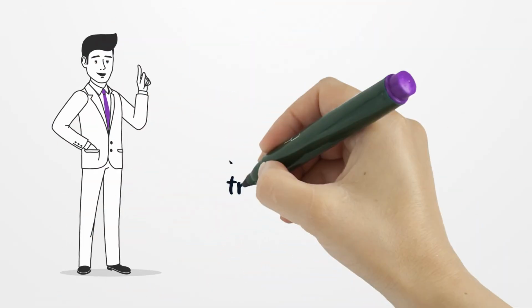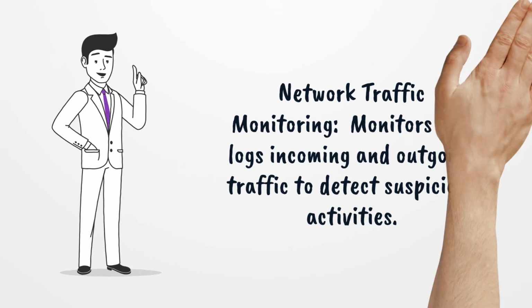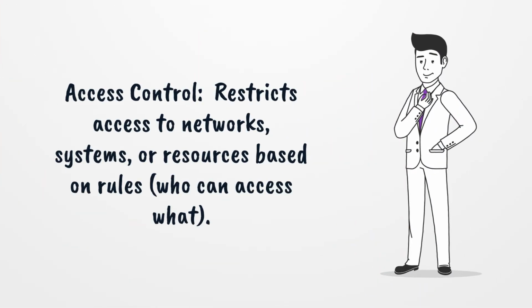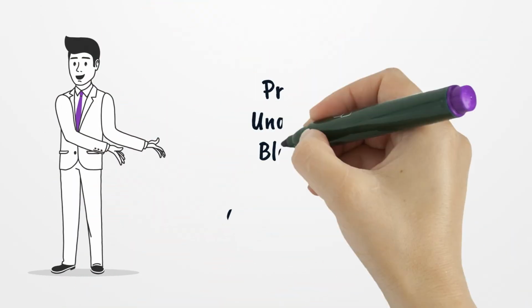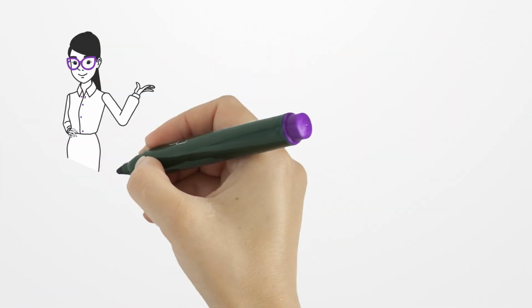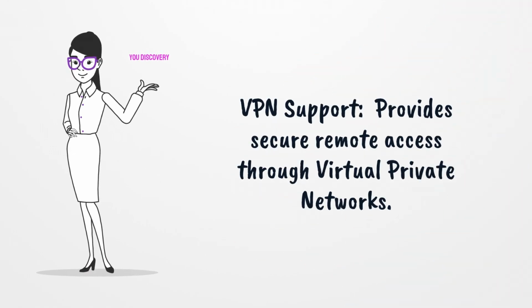2. Network traffic monitoring. Monitors and logs incoming and outgoing traffic to detect suspicious activities. 3. Access control. Restricts access to networks, systems, or resources based on rules: who can access what. 4. Protection against unauthorized access. Blocks hackers and malicious users from entering private networks. 5. VPN support. Provides secure remote access through virtual private networks.